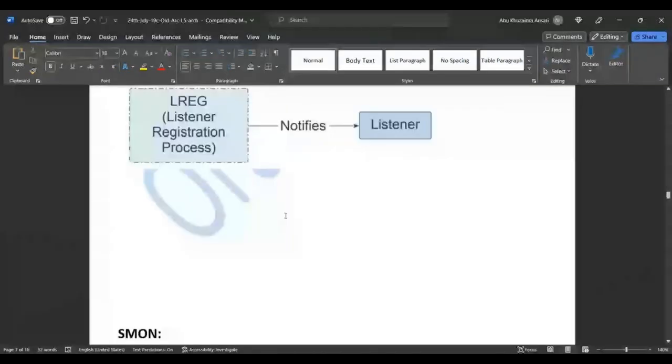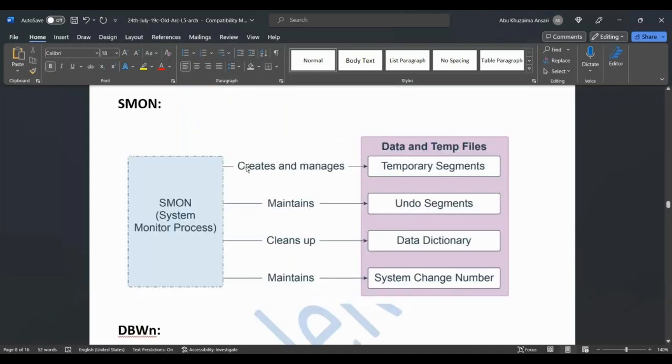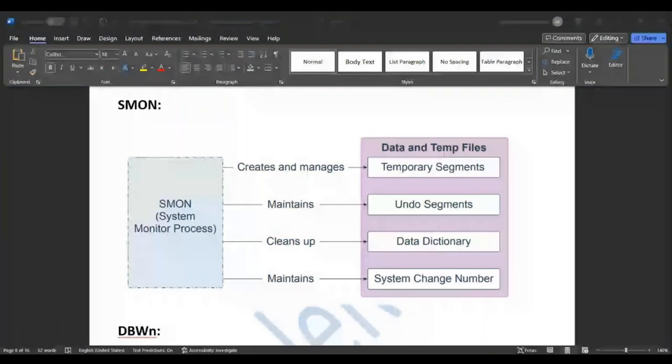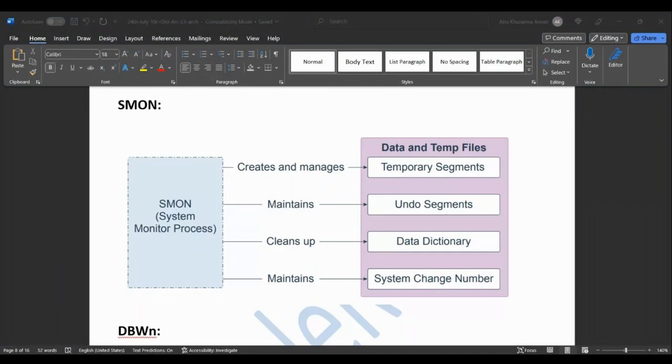Now come to SMON. So what does SMON actually do? Guys, if you see in the diagram, SMON's duty is very important. It will do temporary segment creation and management. It will maintain undo segments. It will clean up the data dictionary. It will maintain the system change number, SCN. Okay. So what is SCN, guys?